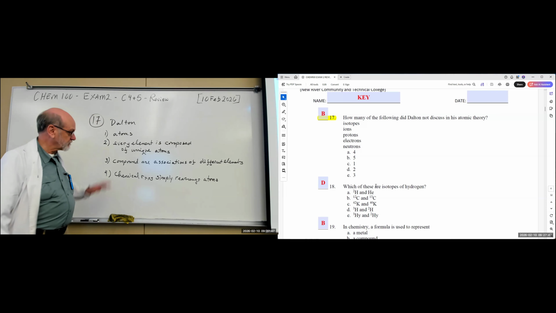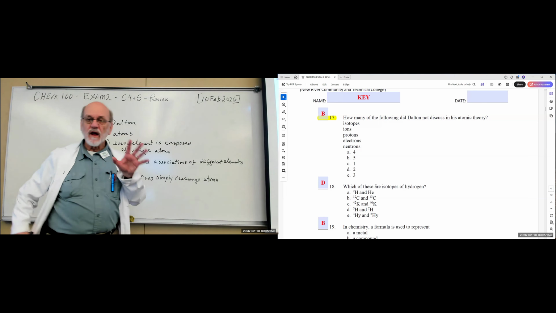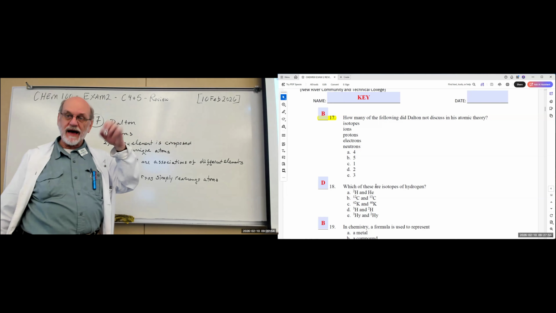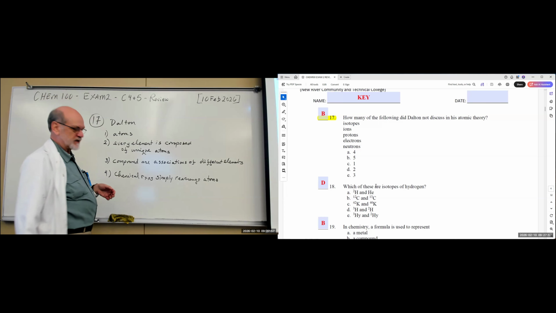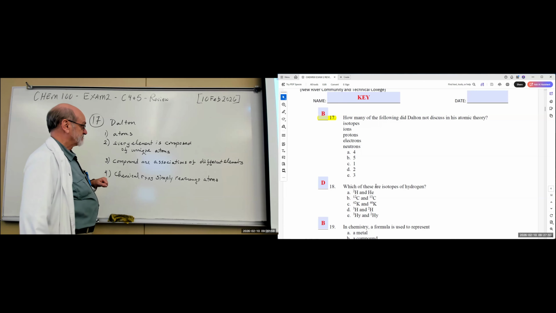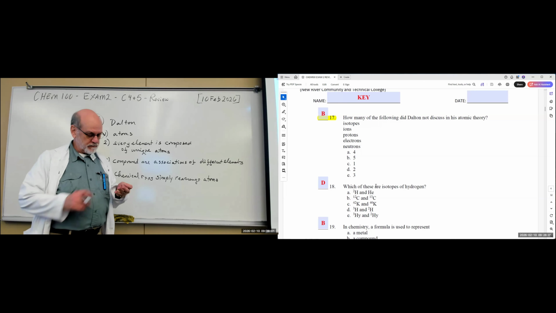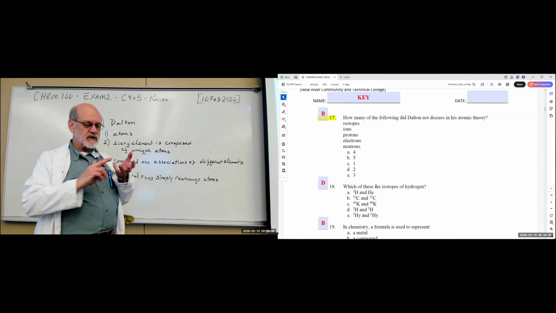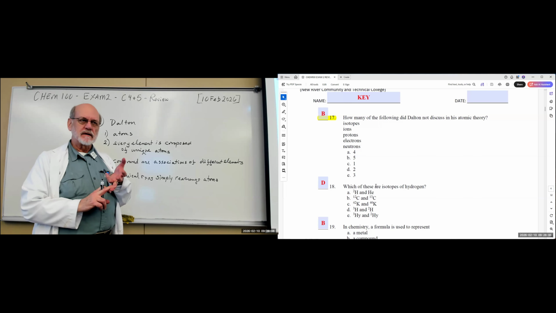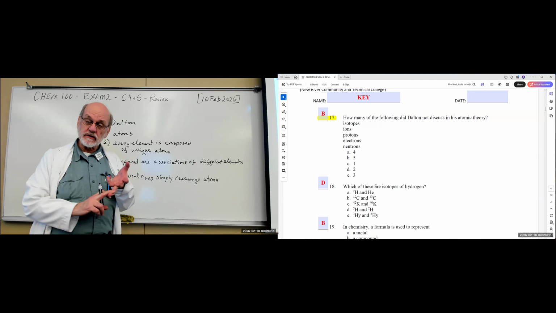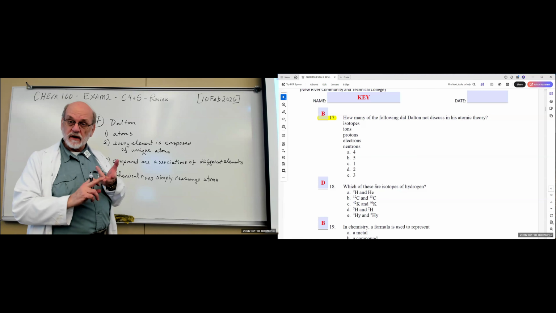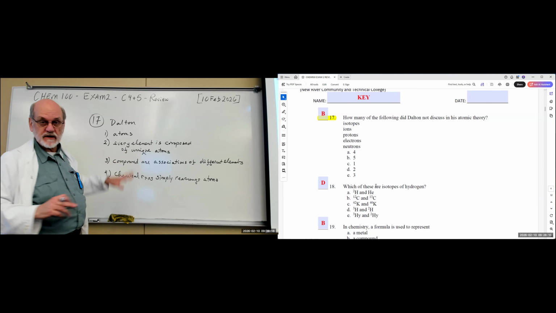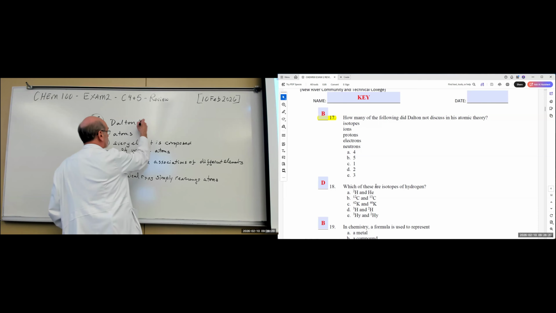Now, this theory explains all the laws that had been accumulated up to this point in the sciences about elements and chemistry. He took care of Lavoisier's conservation of mass. He took care of Proust's law of definite proportions. He took care of his own law of multiple proportions with these parts to his atomic theory.